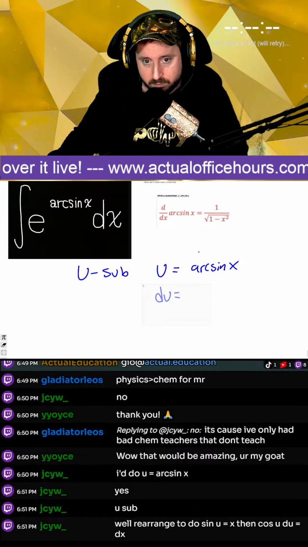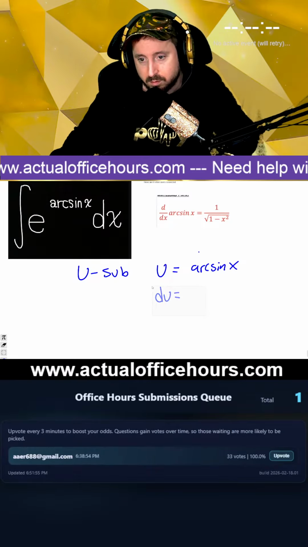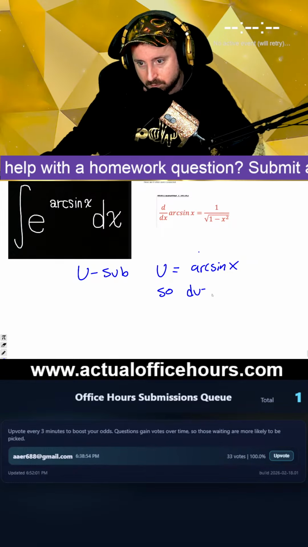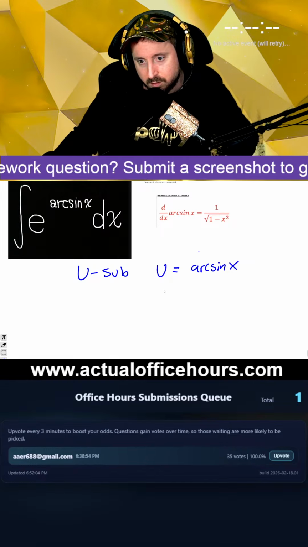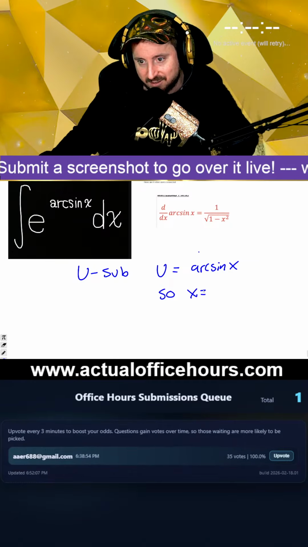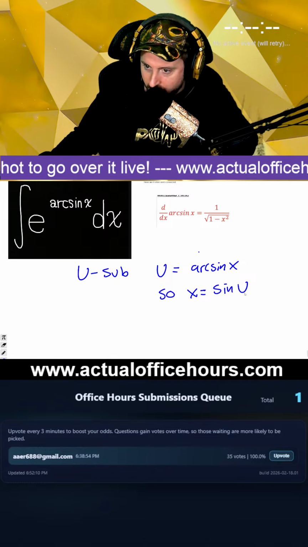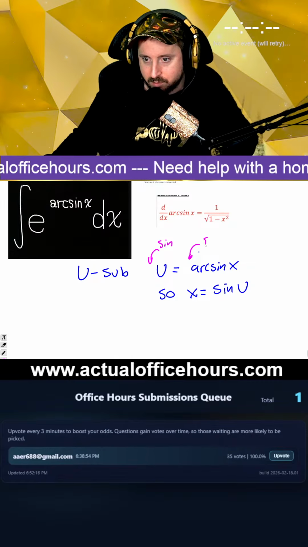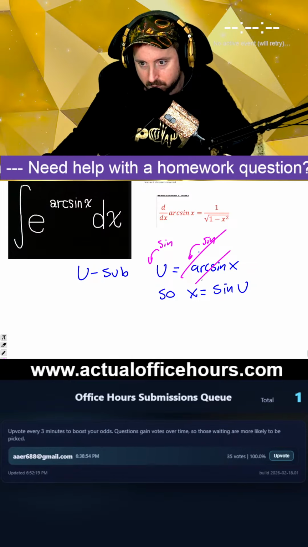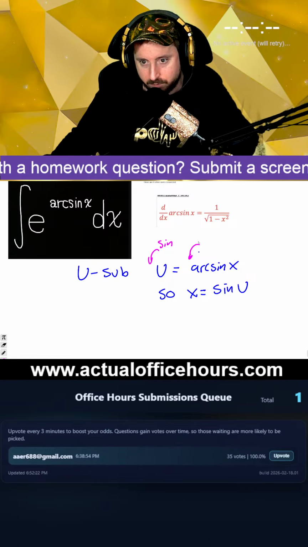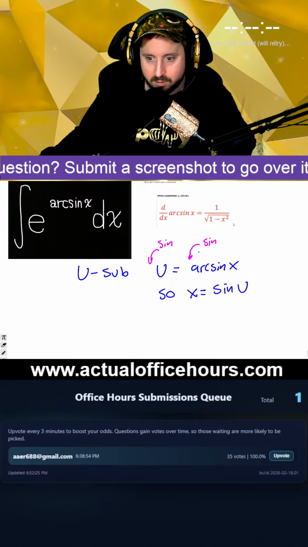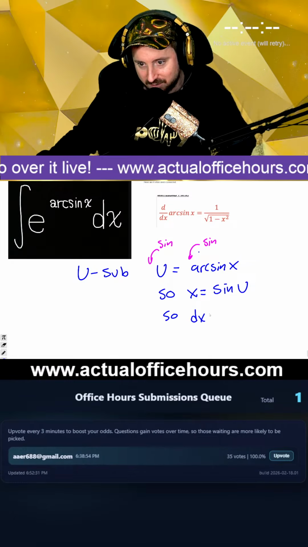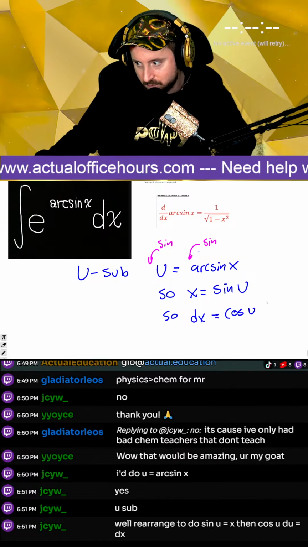Oh, okay. Wait 1 sec. u equals arcsine of x. Well, let me write this out first. So x is equal to sine of u, right? This is actually a really cool trick. If I take the sine of both sides, sine of arcsine cancel each other out. And then you're just left with sine of u is equal to x. Okay, then here's a cool thing. Watch this. So, dx is equal to cosine u du.